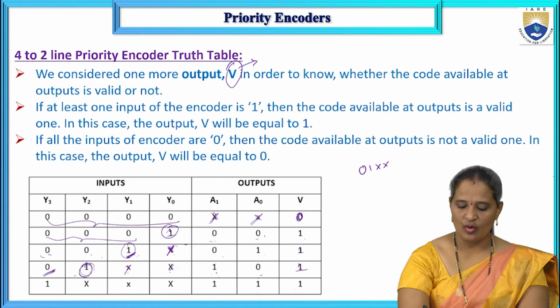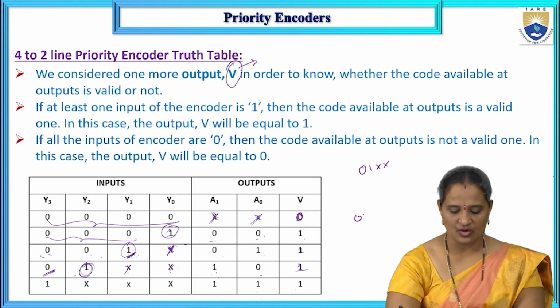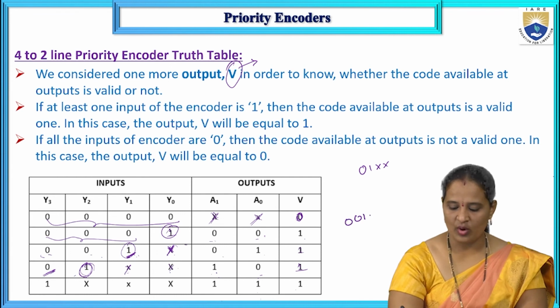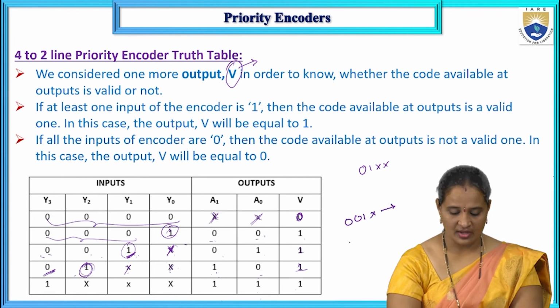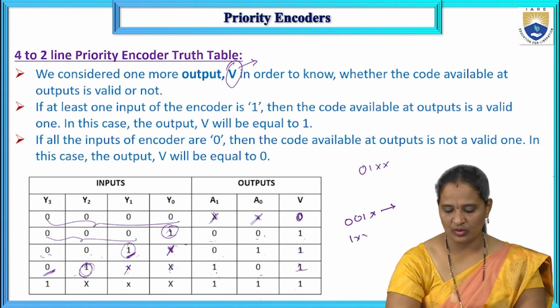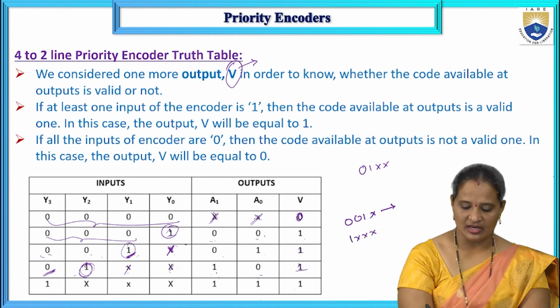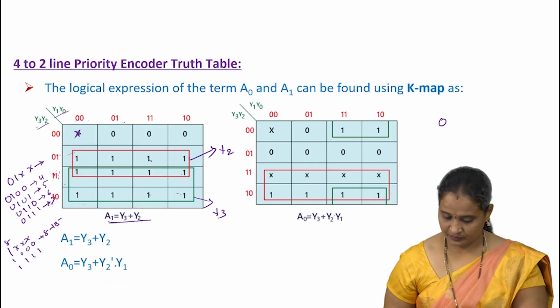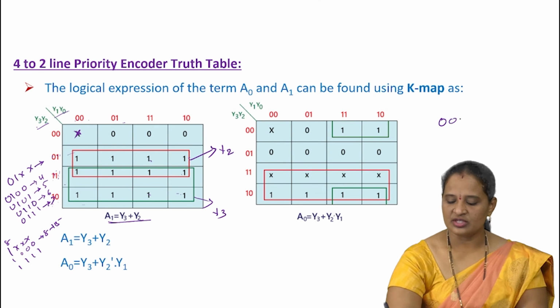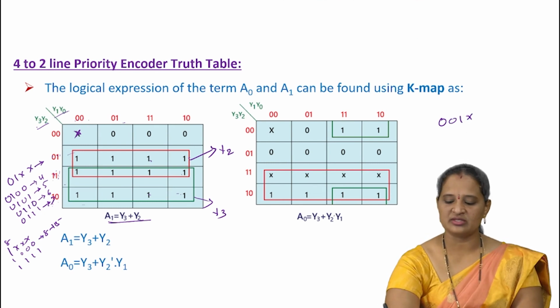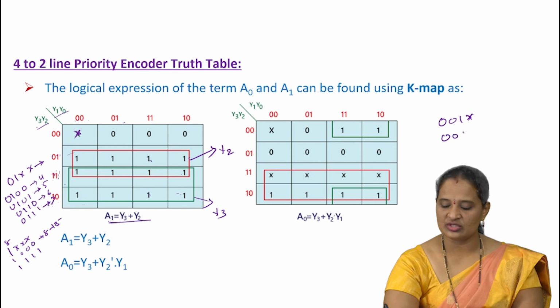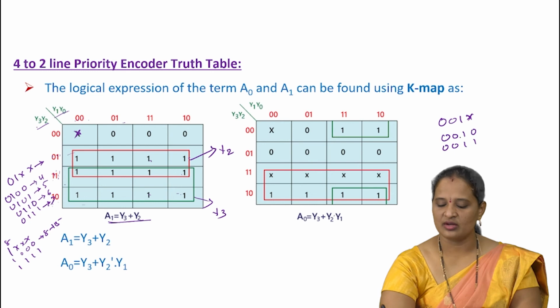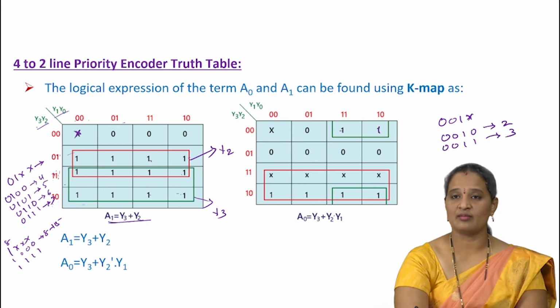And similarly, now A0 is 1 for 0, 1, 0, 0, 1, don't care. This is one combination. And the second combination is 1, don't care, don't care, don't care. And similarly, it is don't care for 0, 0, 0, 0. Now 0, 0, 1, don't care, where don't care may be either 0 or 1. So 0, 0, 1 is constant, whereas this may be 0 or 1. What is the equivalent of this? This is 2 and this is 3, so 2 and 3 are marked with 1.